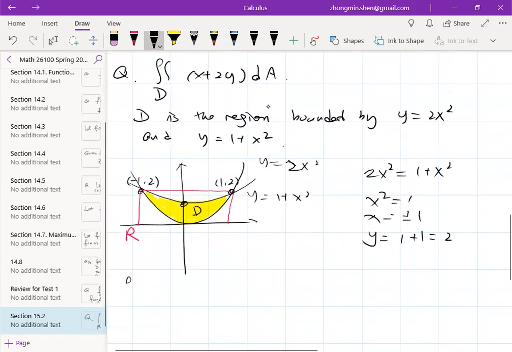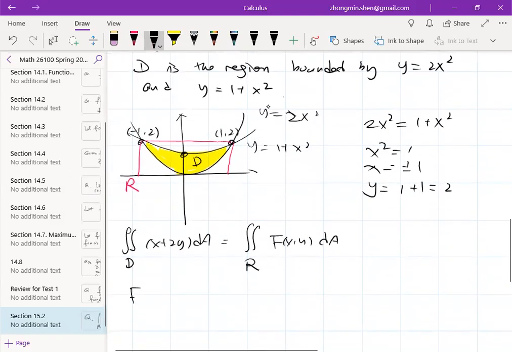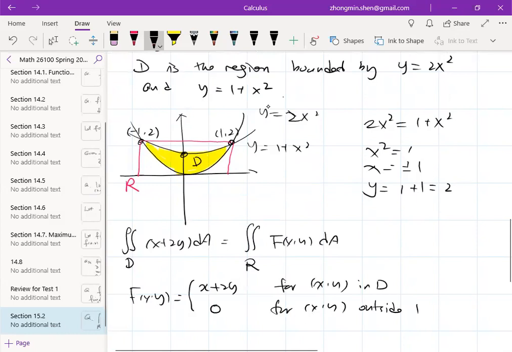This double integral is going to be this double integral over R, and here I have to use capital F of x, y because this is going to be 0 outside of D, but inside D it is going to be x plus 2y. Okay, so I can even write: this is x plus 2y for x, y in D, 0 for x, y outside D.